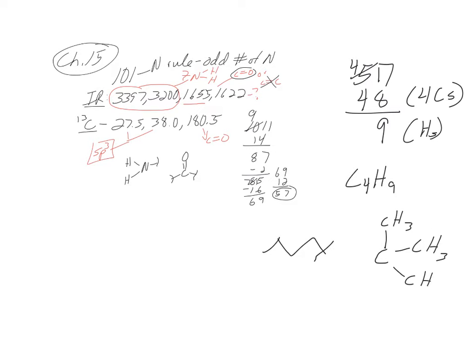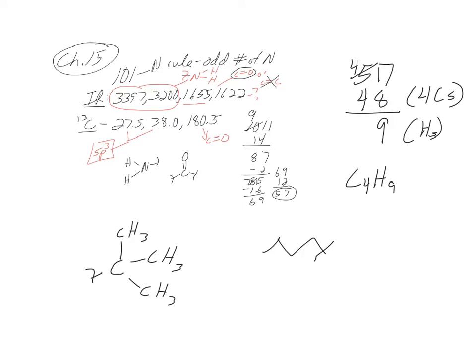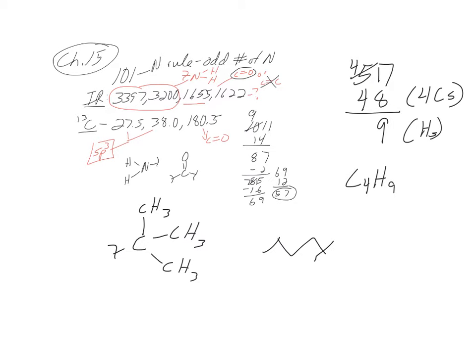So if we have a carbon with a bunch of methyls hanging off it, is this still C4H9? So 1, 2, 3, 4, H9. How many different types of carbons are in this? 2. So that works. So now I have my pieces. Now how do I put it together? So now I have 3 pieces, right? I have an NH2, I have a C double bond O, and I have this piece.